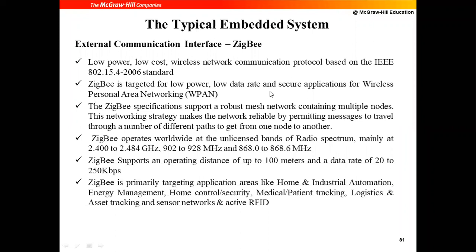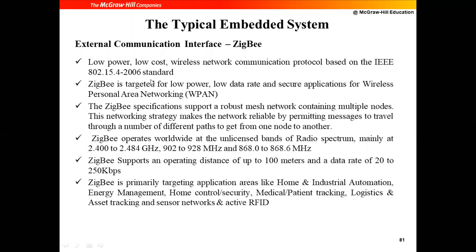Personal area network in the sense, for example, if we consider a smart home system, where sitting at a particular place you want to turn on a particular device or turn off a device, or you want to monitor something. So in such applications where a low power device is required and a low data rate is sufficient for the communication, ZigBee will be used.